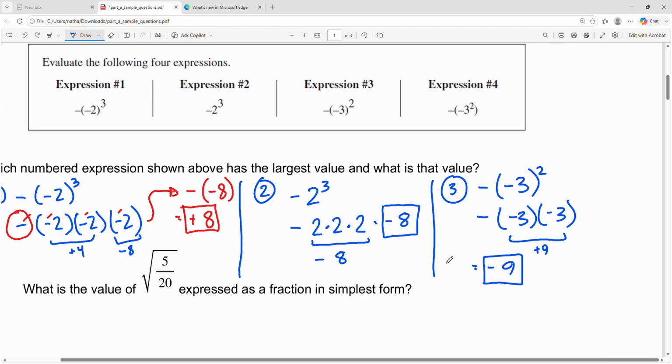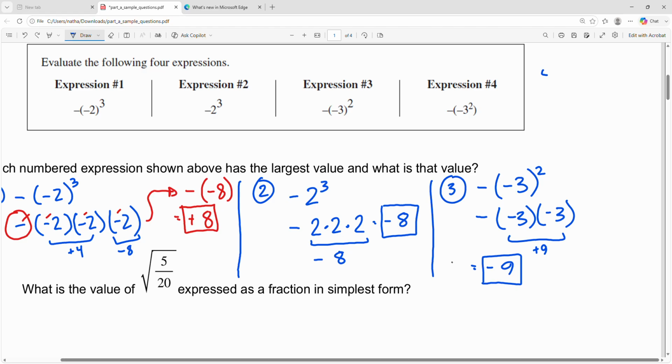Last one, expression number 4, I'm just going to go up here. We have negative, parenthesis, negative 3, squared. Now, look, they were being a little tricky here. Our square is inside the bracket. So who's holding the balloon? Negative 3? Nope, not even. Just the 3, pardon me, is holding the balloon.